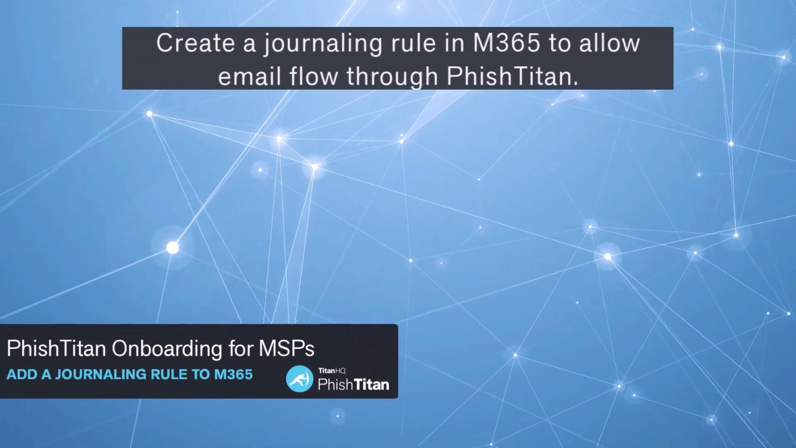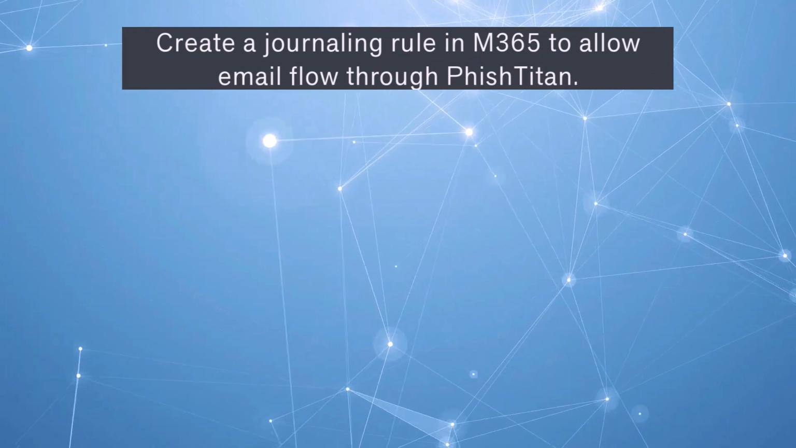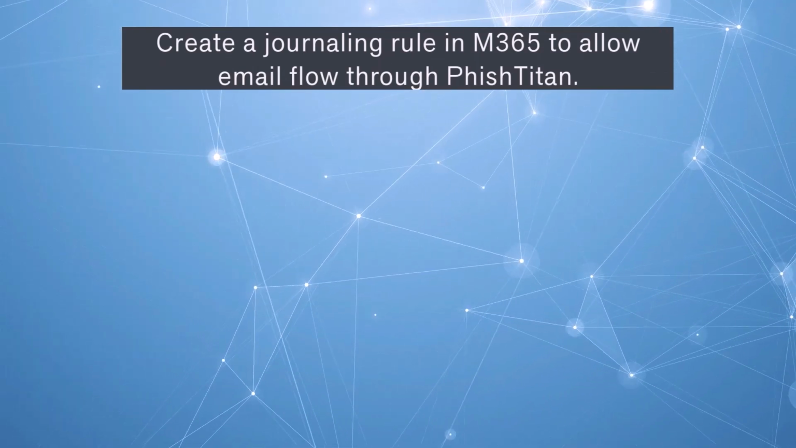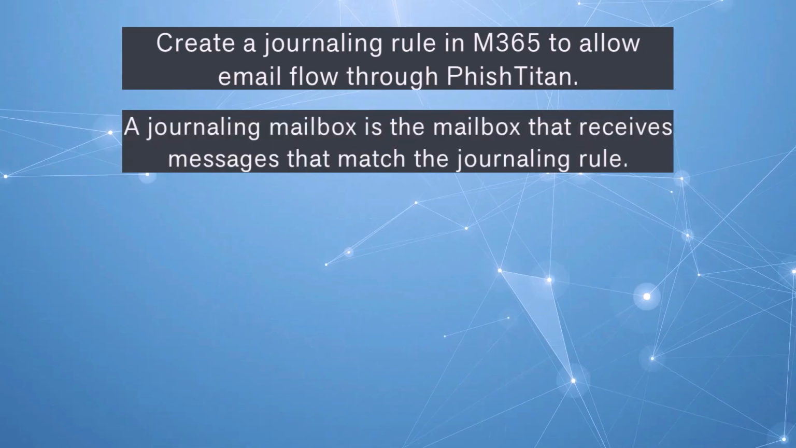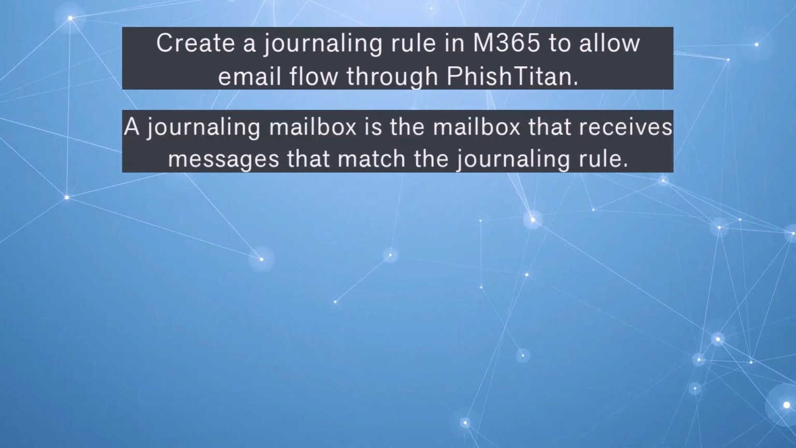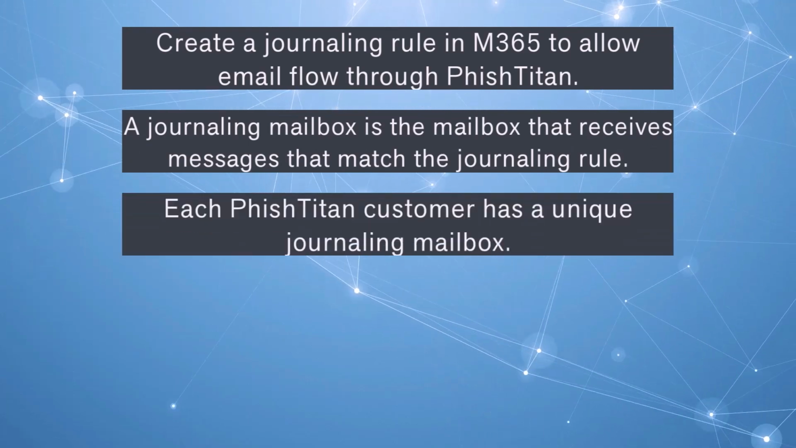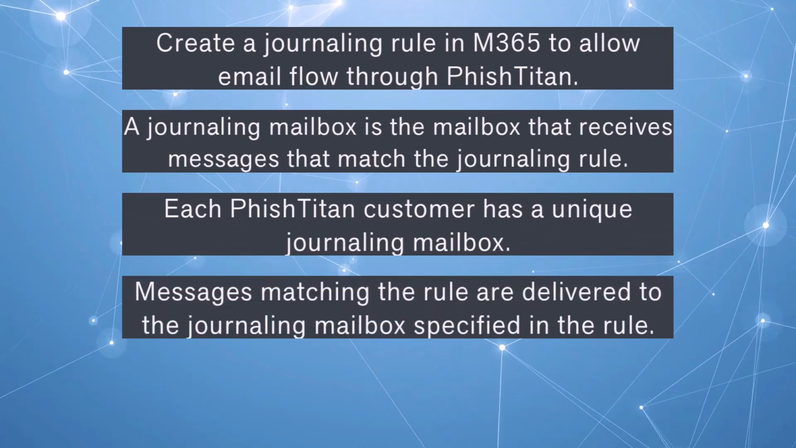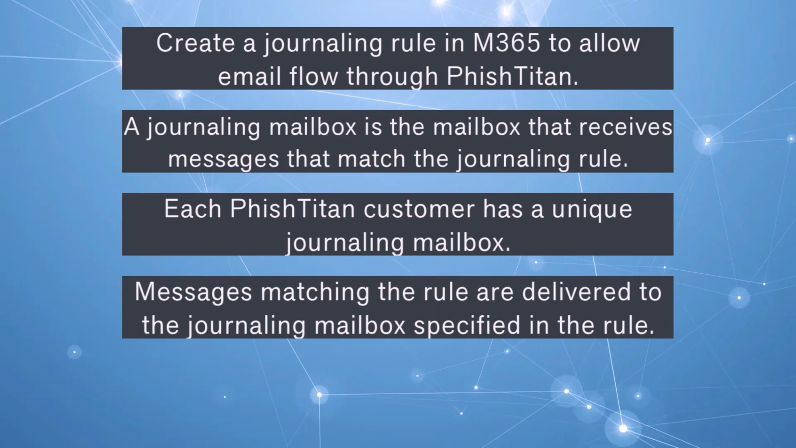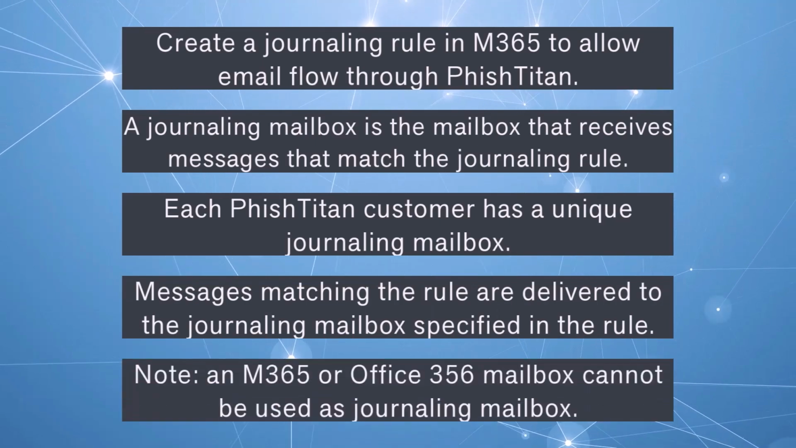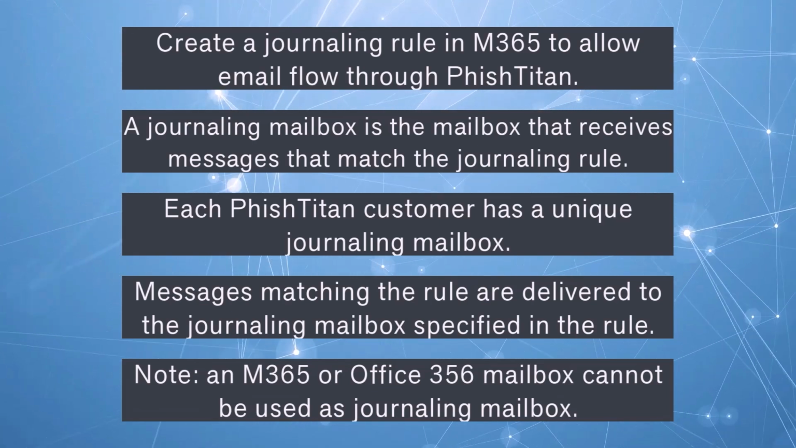As part of configuration, you need to create a journaling rule in Microsoft 365 to allow email flow through the PhishTitan service. A journaling mailbox is the mailbox that receives messages that match a journal rule's conditions. You have a unique PhishTitan journaling mailbox. Messages matching the rule's conditions will be delivered to the journaling address specified in the rule. A Microsoft 365 or Office 365 mailbox cannot be used as a journaling mailbox.